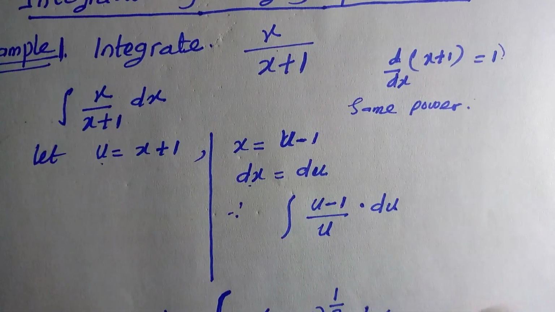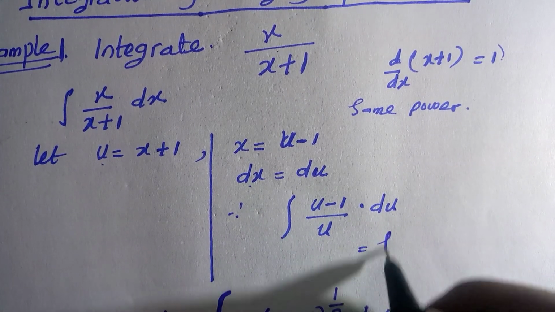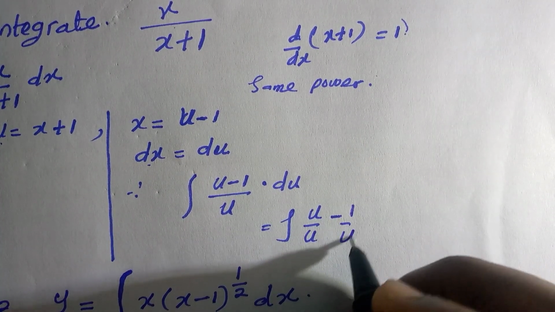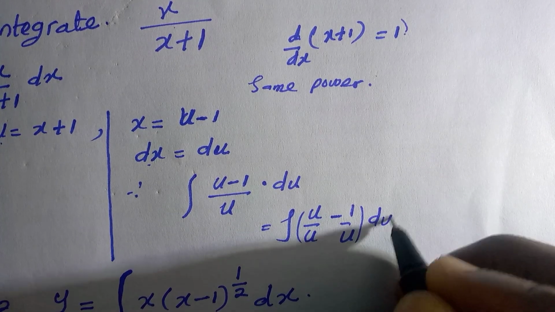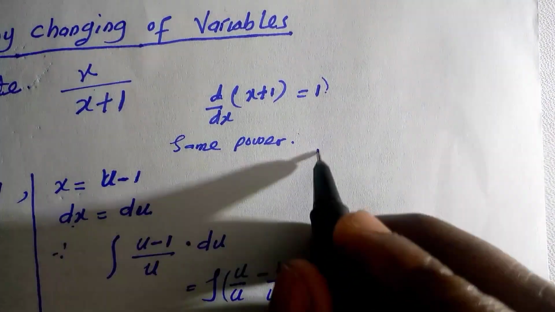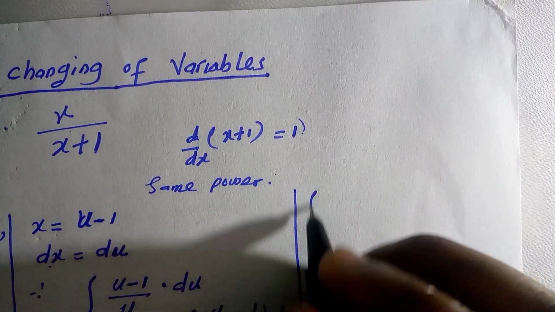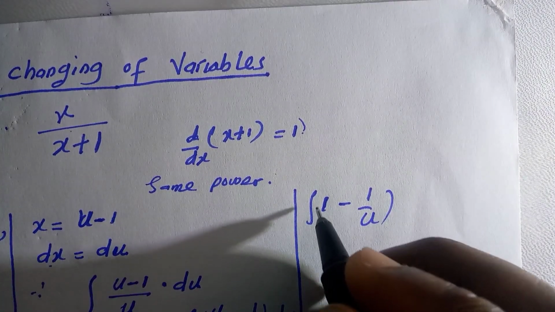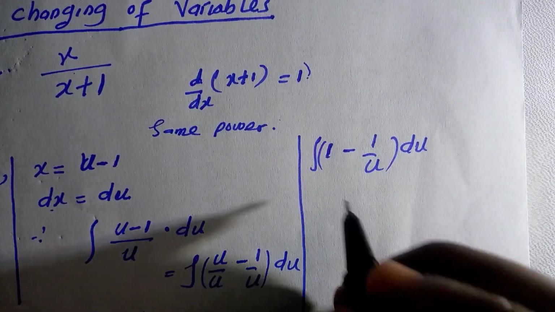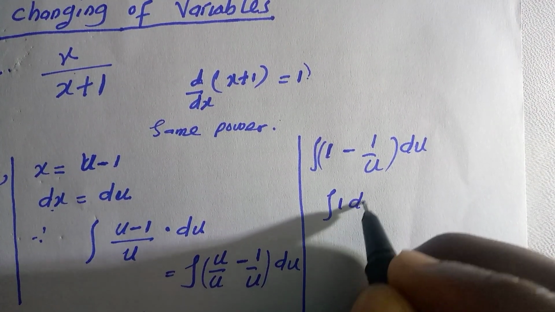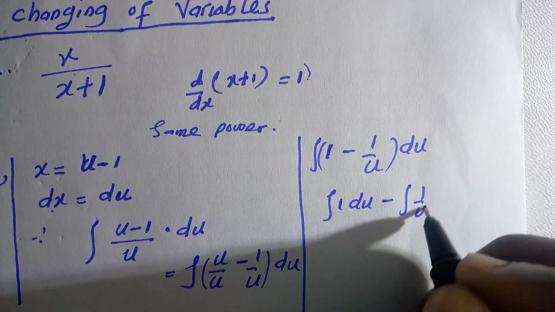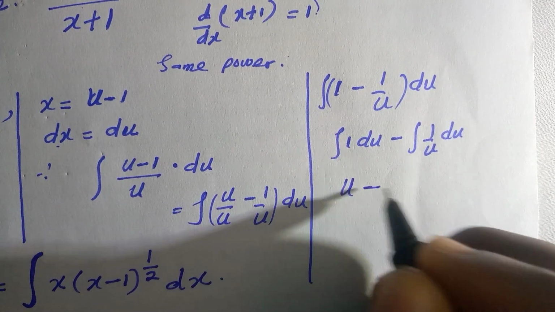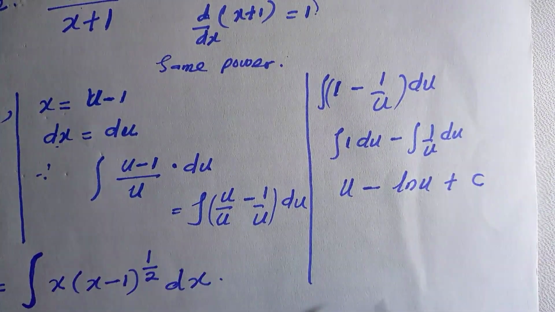And here we can use simple division as the integral. By separating these two, we have u divided by u minus 1 divided by u, and everything is enclosed in a du. And u will cancel u and the result remains 1. And we have 1 minus 1 over u, everything in du. We can separate these two with different integrations, integral of 1 du minus integral of 1 over u du. If you integrate 1 from the standard, that is going to be the value of the variable, that is u minus. If you integrate this, we have ln u and plus c.